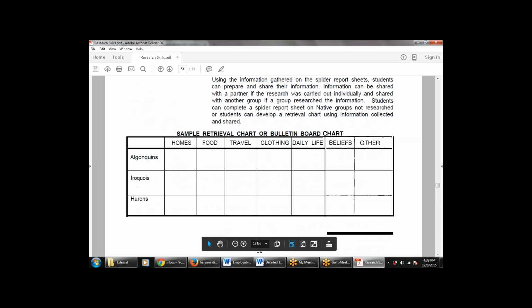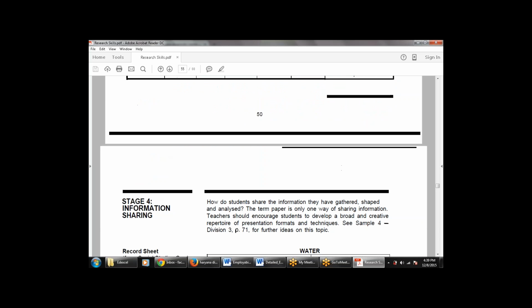This is one example of a sample retriever chart or bulletin board chart. These are the various techniques that are used. These are the homes, food, travel, clothing, daily life, beliefs, etc.